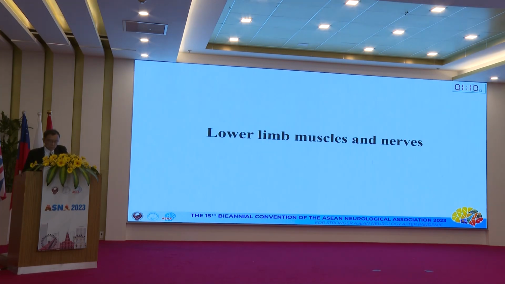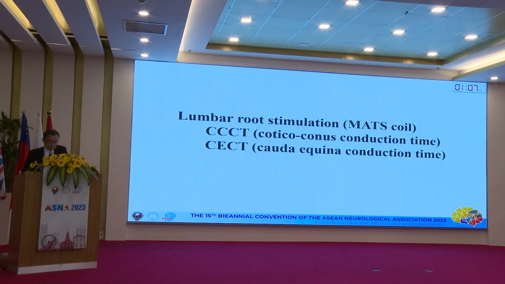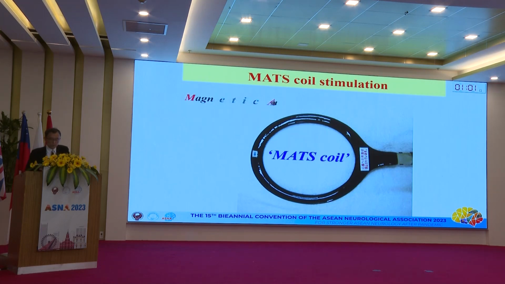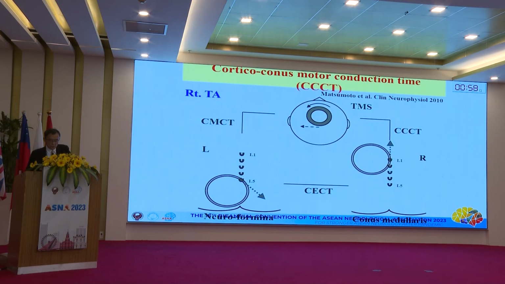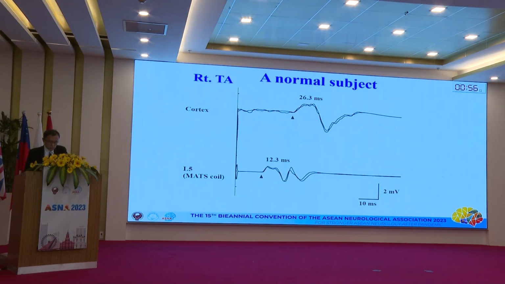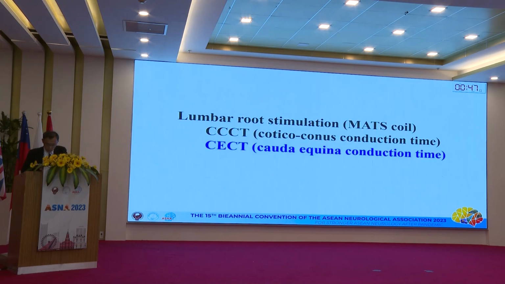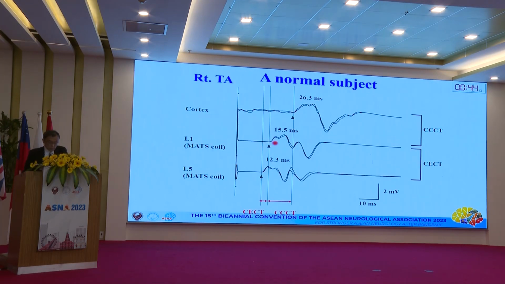And in the limb muscles, I would like to talk about the cauda equina conduction time. Using a large coil, we can stimulate even the conus medullaris. So there is the usual cortex stimulation and spinal stimulation like this way. But if we use the conus stimulation, we can detect the conus latency. So this is actually the cauda equina conduction. And this is the corticoconus conduction time. This is really central conduction, that includes some conduction in the cauda equina.